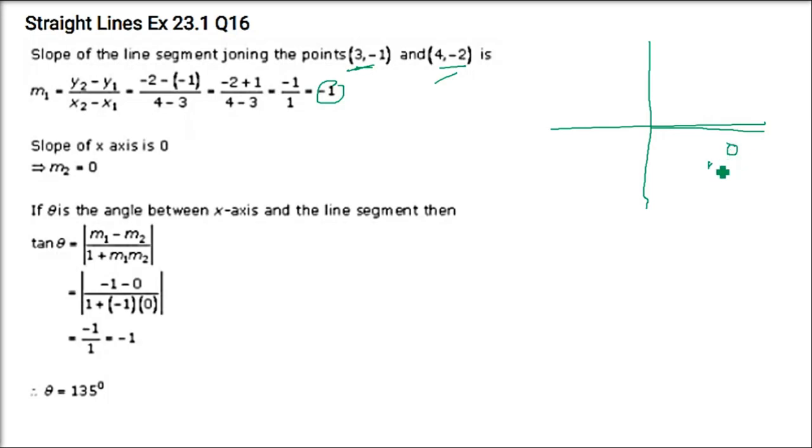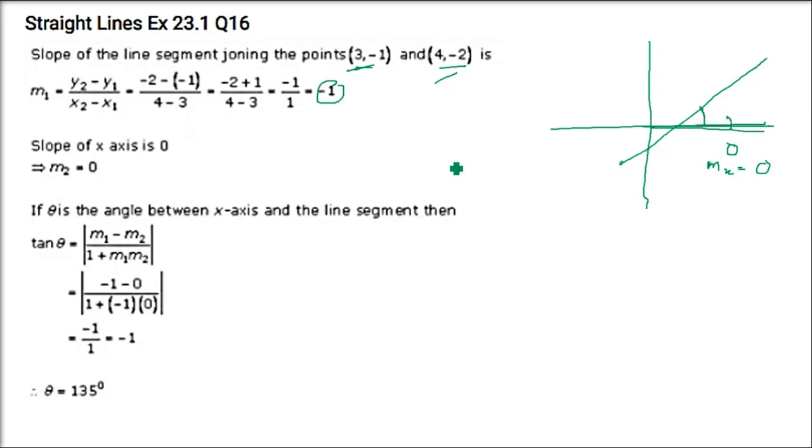Now what is the slope of the x-axis? It is 0, because slope has to be found only from the positive axis. Since it is the x-axis by itself, the slope will be 0. There will be no angle between the x-axis and the x-axis. So now we have to find the angle between the x-axis and the line segment. We have the slope m1 we just found, which is -1, and the other slope m2, which is 0. So we have to find this angle between the x-axis and this line.